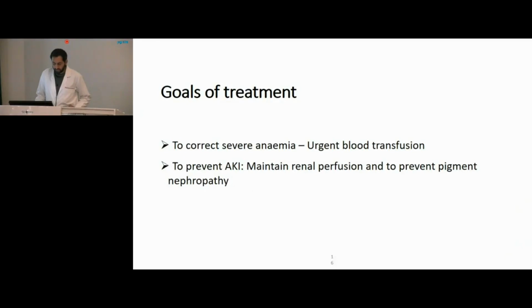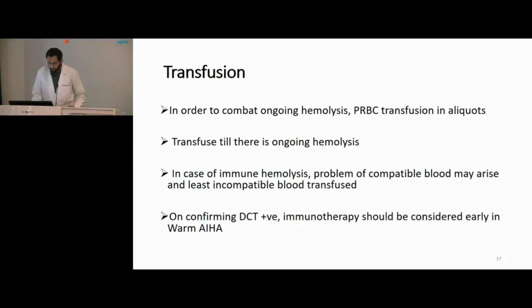Whenever such a case presents to us, the goal of treatment is to correct the severe anemia and to prevent AKI. To correct the severe anemia, we need urgent blood transfusion, and to prevent AKI, we have to maintain the renal perfusion and prevent the pigment nephropathy. For transfusion, we have to transfuse the PRBCs in aliquots.